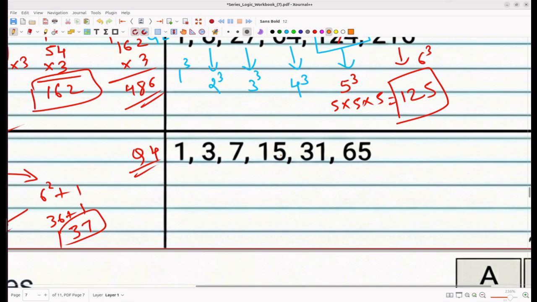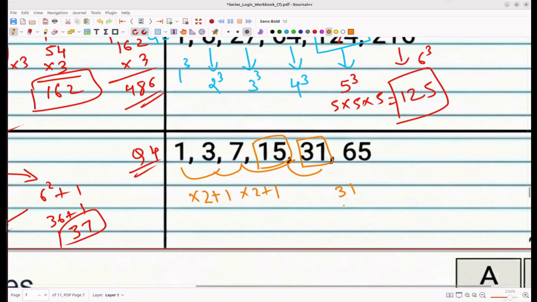What we have? 1, 3, 7, 15, 31 and 65. Pause the video and let's find out the answer. Okay, let's solve this. 1 into 2 plus 1, like this we'll take and see. 1 twos are 2, plus 1 will be 3. 3 twos are 6, plus 1 will be 7. Again 7 twos are 14, plus 1 will be 15. 15 twos are 30, plus 1 will be 31.